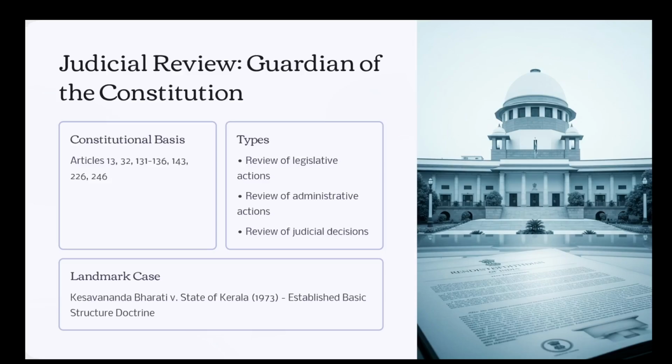So, judicial review, the guardian of the Constitution. The constitutional basis: Article 13, 32, 131 to 136, 143, Article 226, 246. The types of review are review of legislative actions, review of administrative actions, and review of judicial decisions. Landmark cases like Kesavananda Bharati versus State of Kerala, 1973, established the basic structure doctrine.